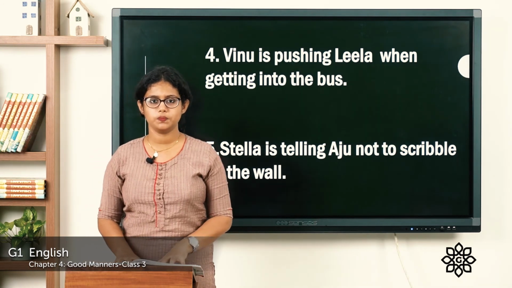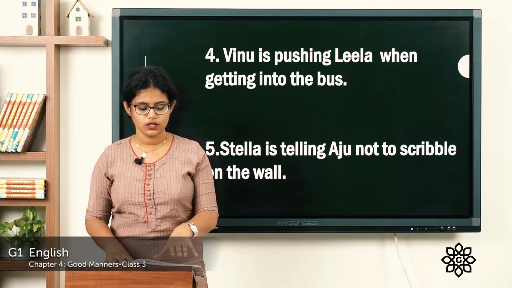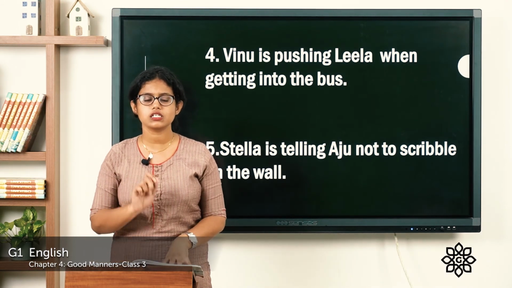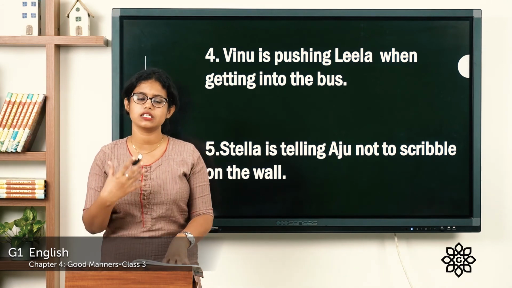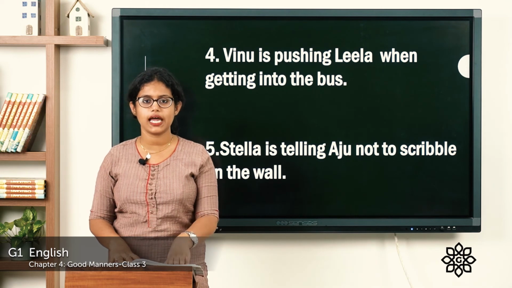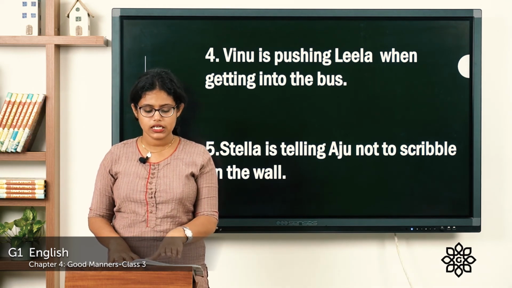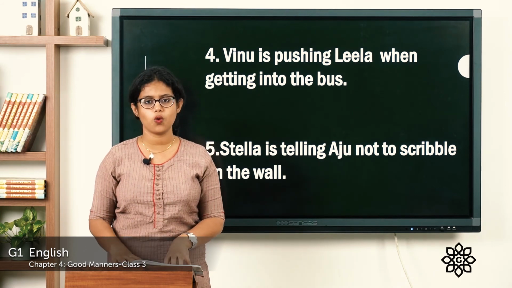The next one. What is the next picture? In this picture you can see the little boy is scribbling on the wall. How can we describe this picture? How can we write it in a sentence? We can write it as Stella is telling, so Stella is this little girl. Stella is telling Aju not to scribble on the wall.